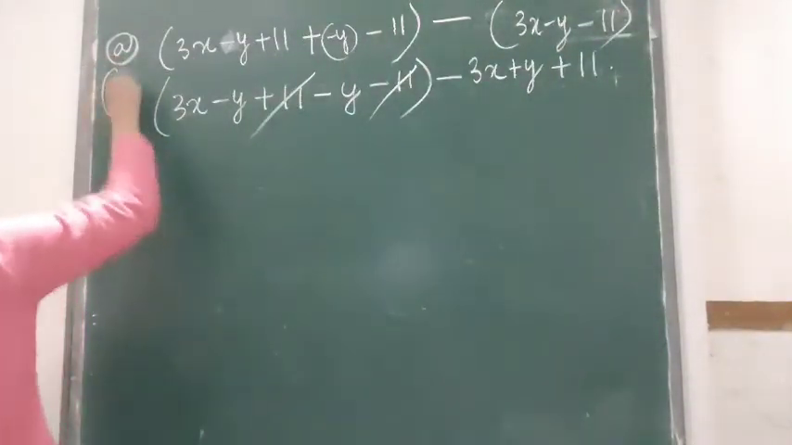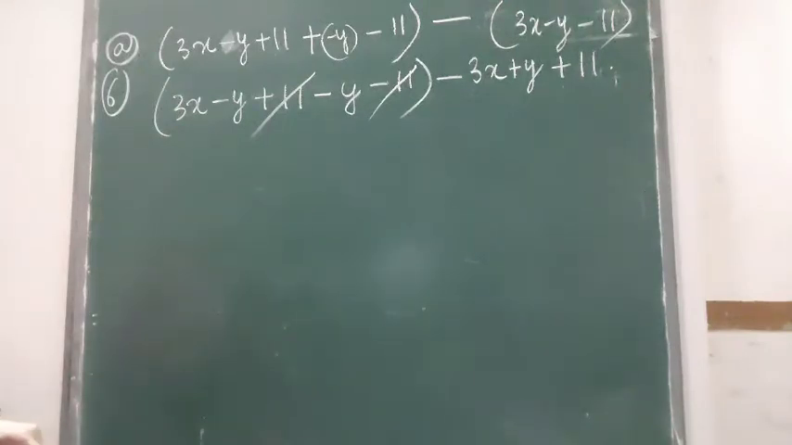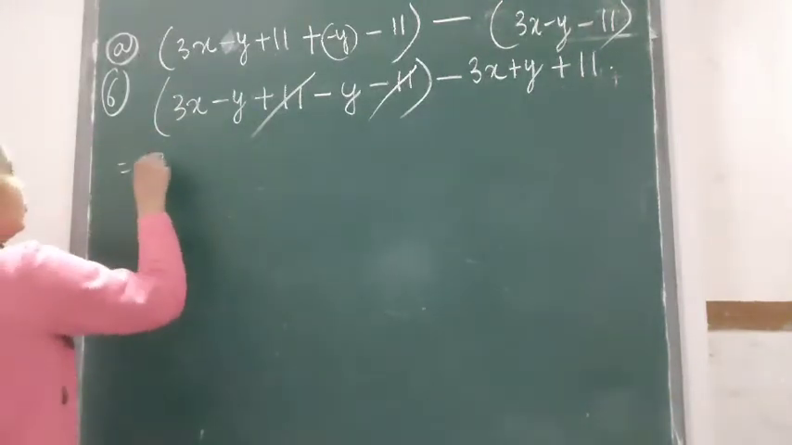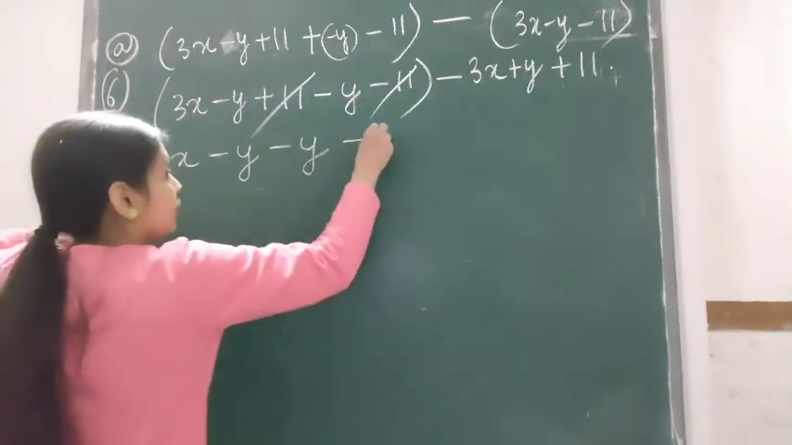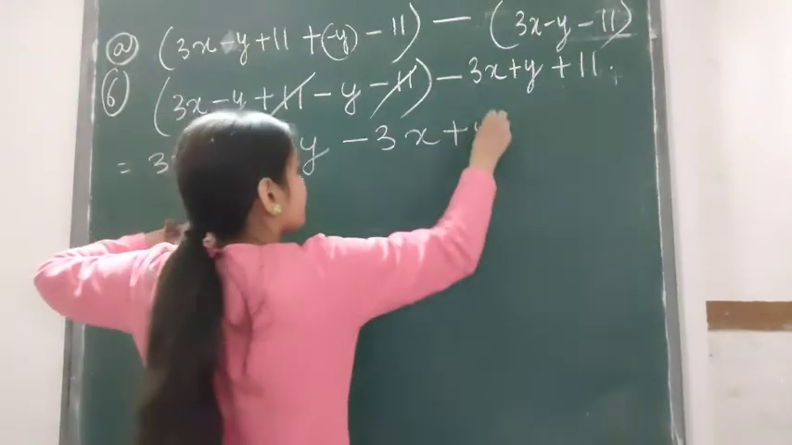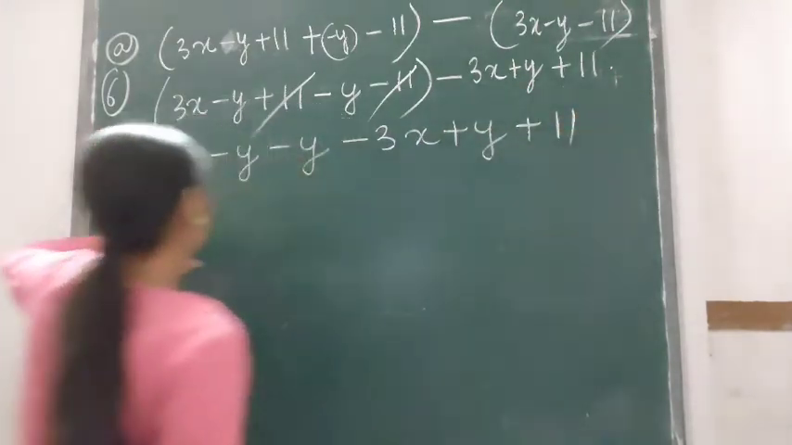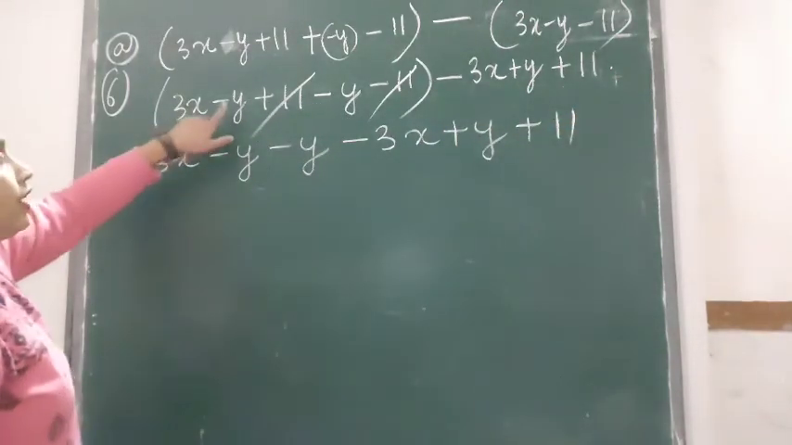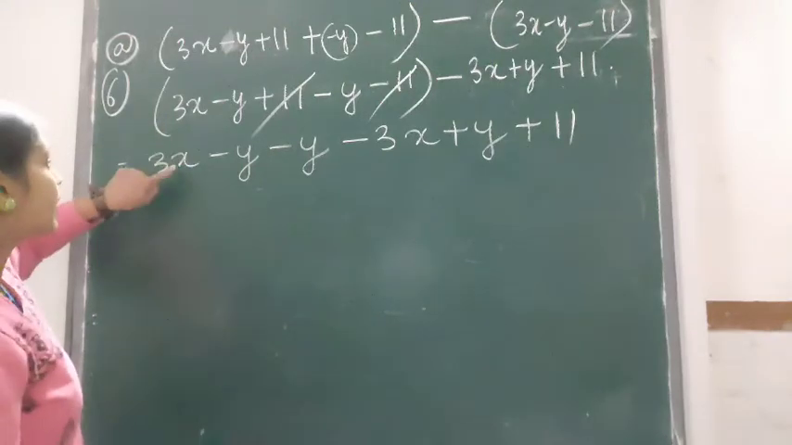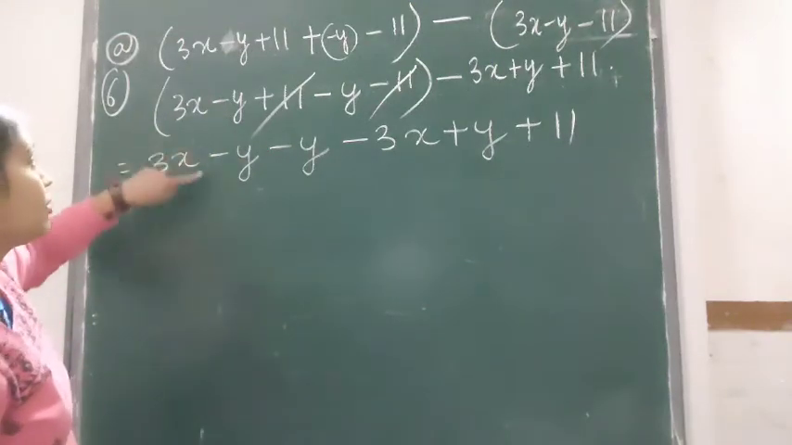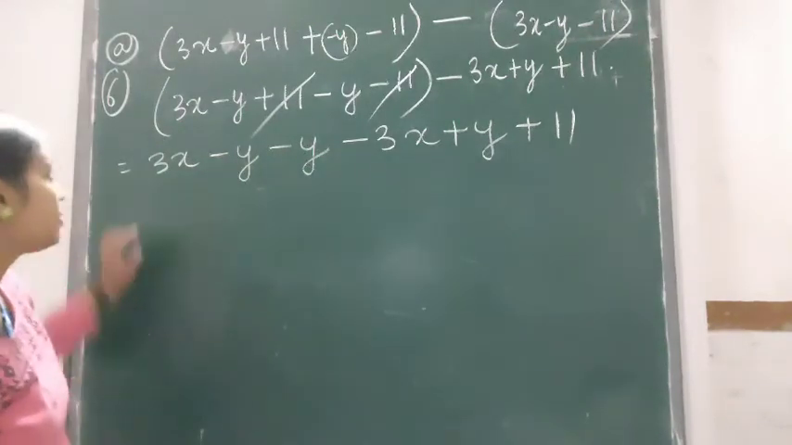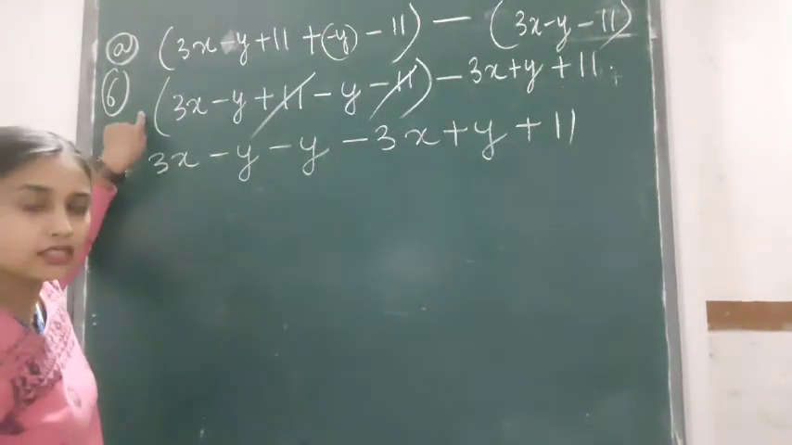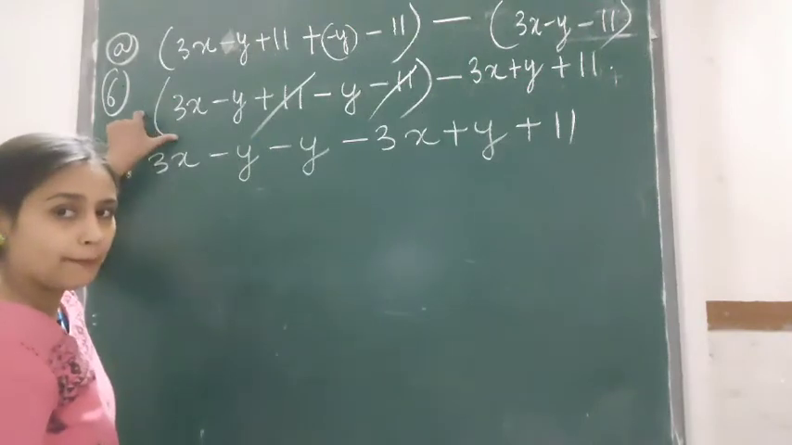Question number 6, children. Now, we remove the bracket here also. 3x minus y minus 3x plus y plus 11. Here, when we removed the bracket, the signs did not change. Same signs have come down. What is the reason? The reason is there is no minus sign in front of this bracket.